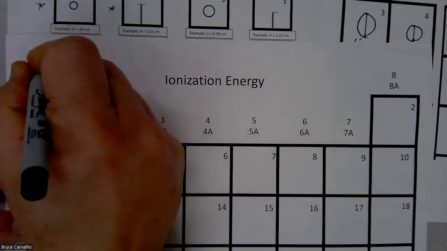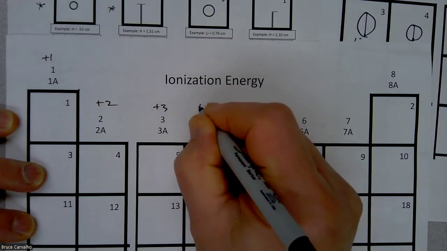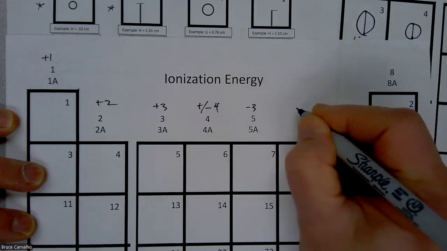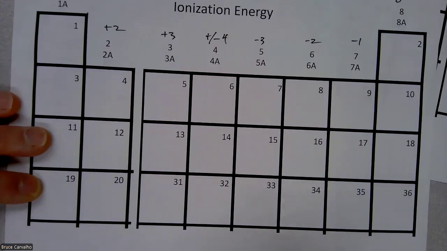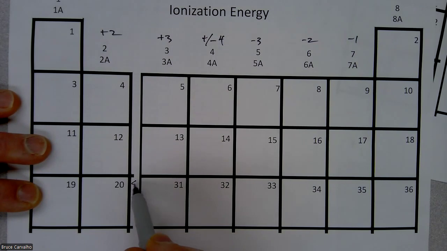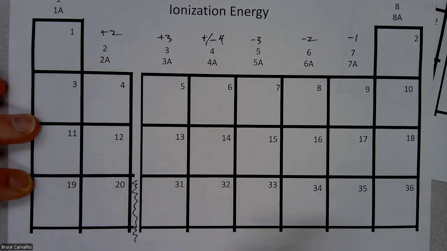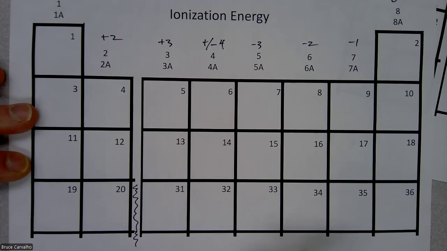All right. Again, I'm going to do the +1, +2, +3, positive or -4, -3, -2, -1, 0. Now, the reason we don't have any of these elements in this big gap down here is because they are in the transition metals family, and they are not regular patterns. So we kind of exclude them when we learn this activity.